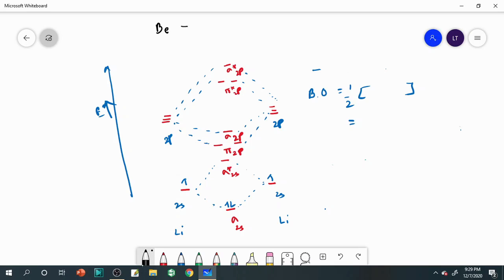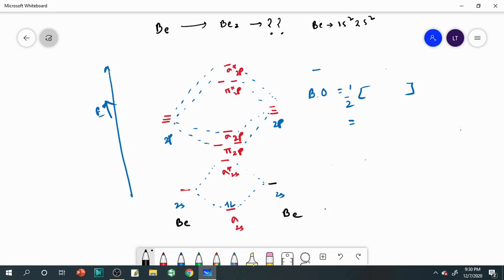So the diatomic beryllium species is Be2. Now our target is to predict whether its existence is possible or not. The Be atom has electronic configuration 1s2, 2s2. So in the 2s atomic orbital there occur 2 electrons. Now you just erase the lithium atom from here, and write down here, this is a beryllium atom, this is a beryllium atom.